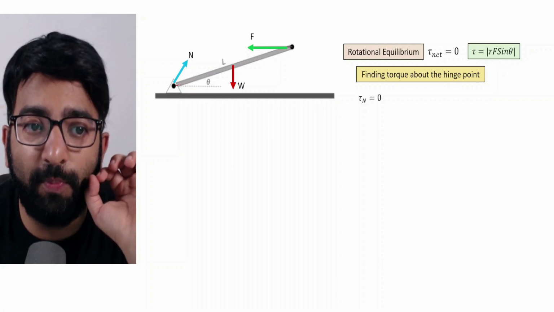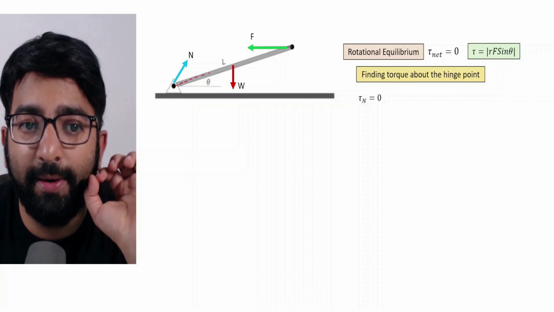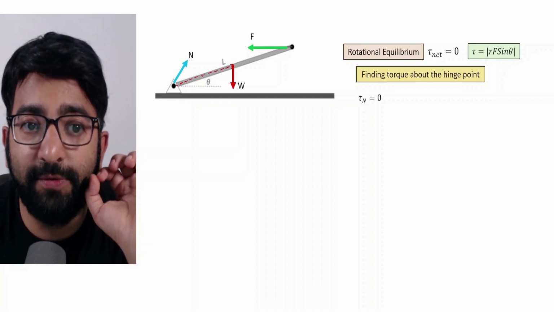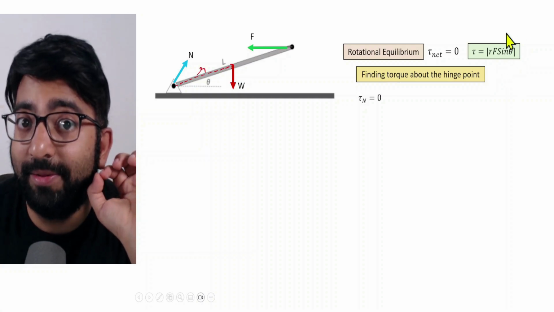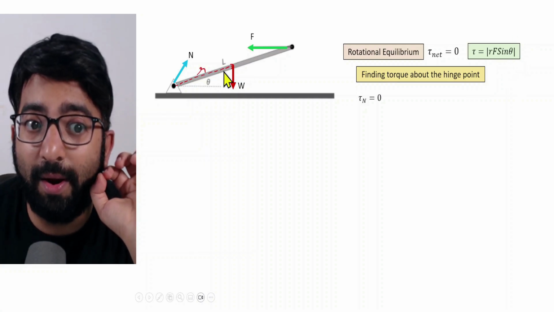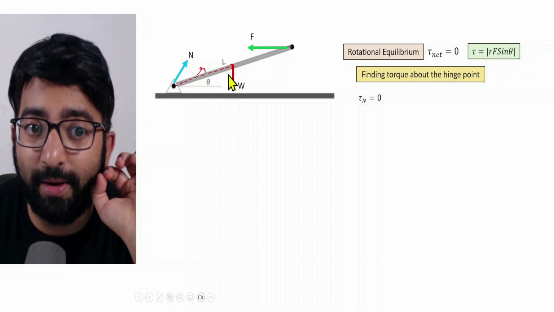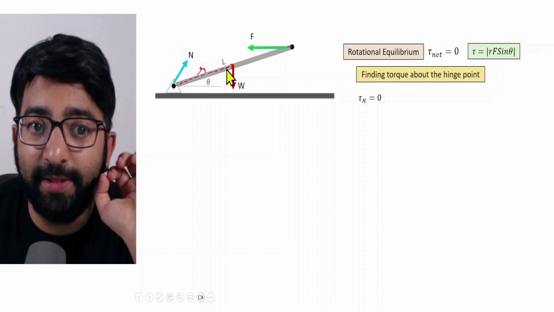So starting from the hinge point, if I draw a dotted line going towards the weight, this value will be R. R will be equal to L by 2. And what about theta? Theta stands for the angle between R and the weight. So we need this angle. If this small angle is mentioned as theta, how do we identify the value of this?